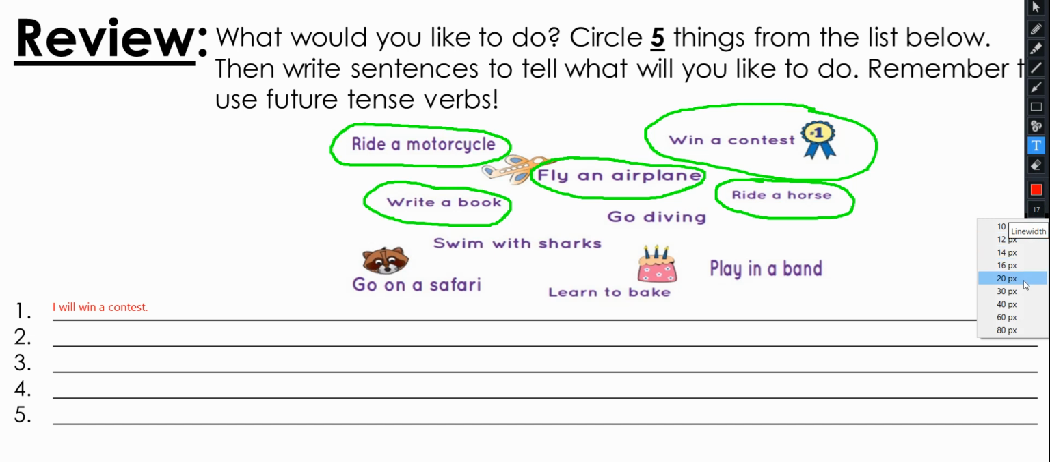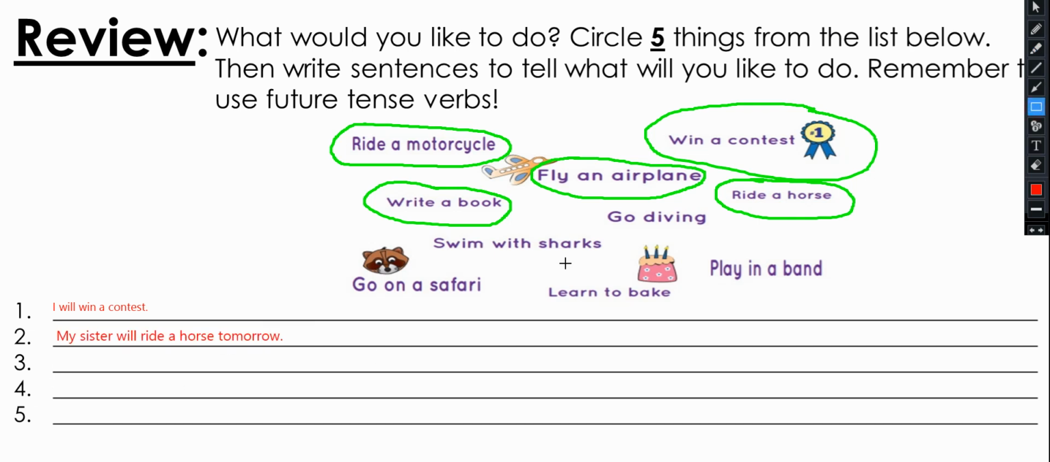Let me see. See, I'm learning some new things over here. All right, to make it bigger. So the next one, let's see, ride a horse. Let's talk about my sister will ride a horse. And we can say about when. When will she ride a horse? We can say tomorrow. My sister will ride a horse tomorrow.